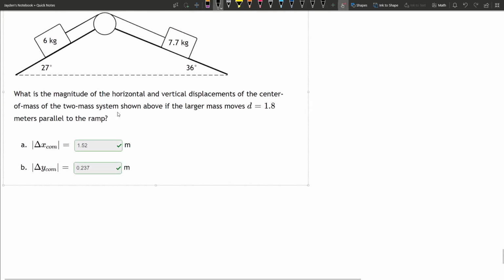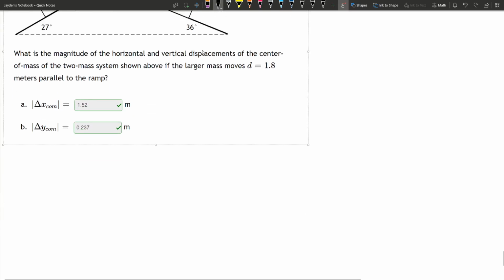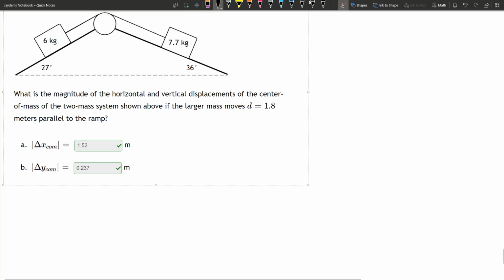So, what is the magnitude of the horizontal and vertical displacements of the center of mass of the two mass system shown above if the larger mass moves d equals 1.8 meters parallel to the ramp? Depending on the question, it's gonna be a different side, but regardless, both of the equations work for this. So we're gonna start off by drawing the two and just assuming each of their centers of mass is a particle.